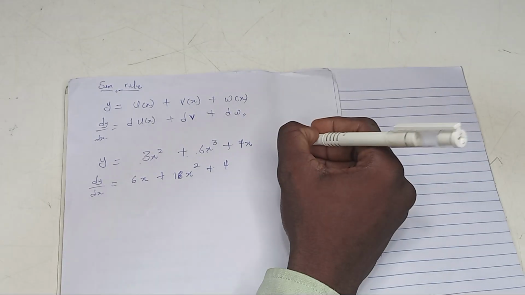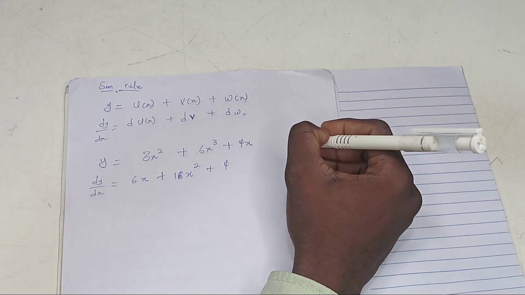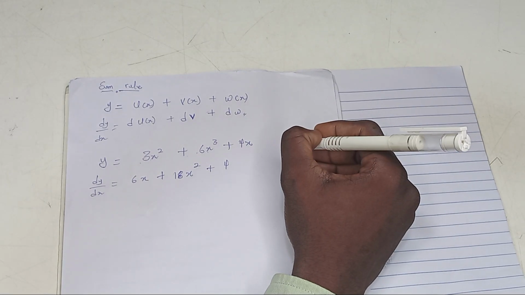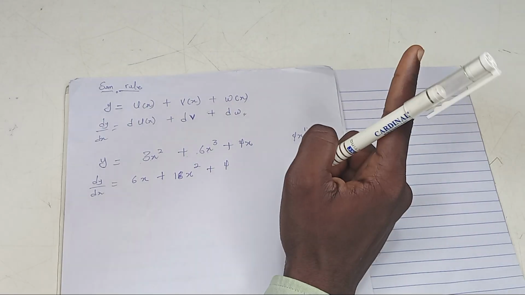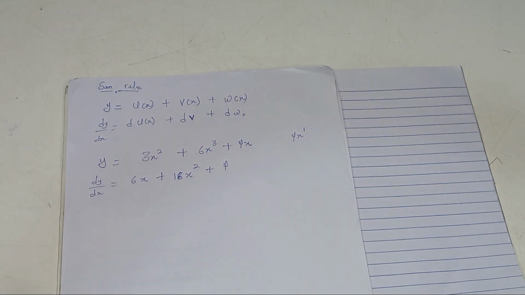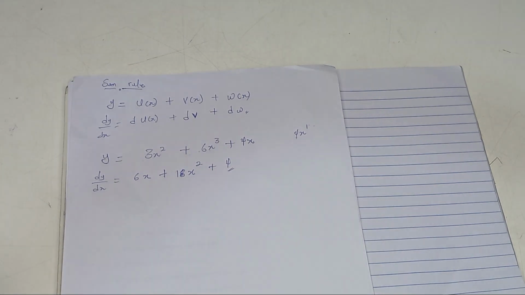For anybody asking how we get 4: 4x raised to power 1, right? So 1 times 4, 4x, then 1 minus 1, 0. Anything raised to power 0 is 1. So 4 times 1 is 4. Good. So that's the sum rule.